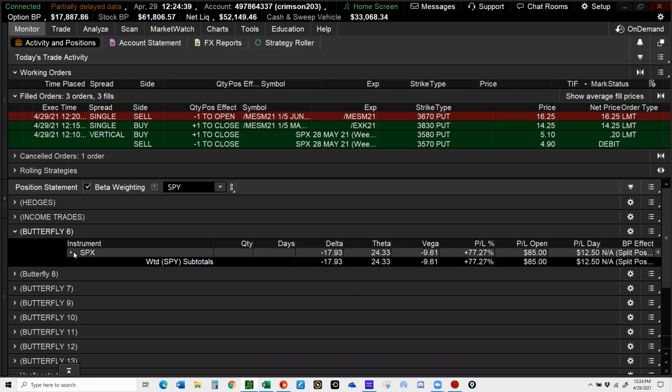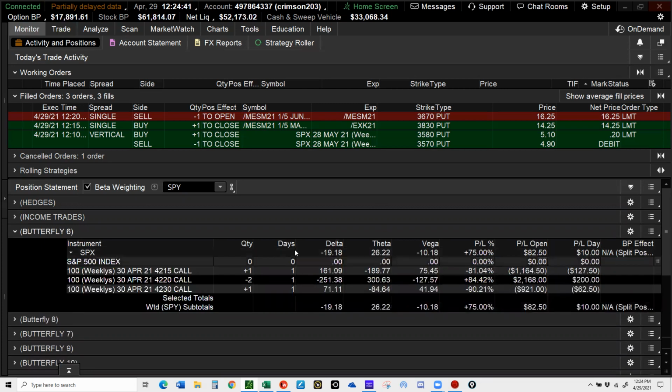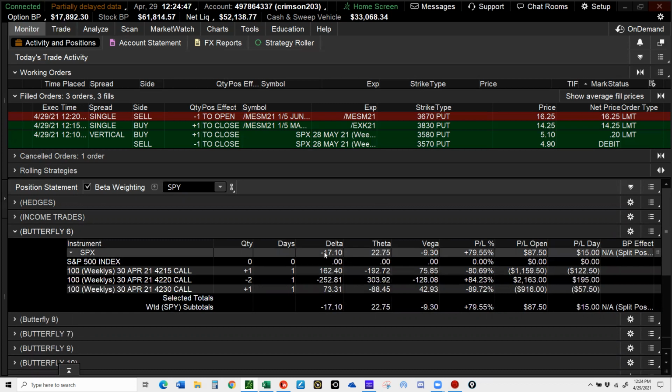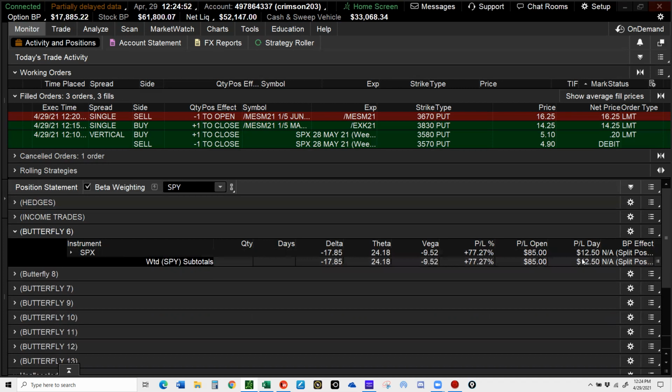$82 on the open. You know, you could close that, right? So you need delta adjustment. You could close this, but what's it doing though? I've got negative deltas here, so I don't want to close it. I'm using those negative deltas, need those negative deltas. So we'll leave that on.